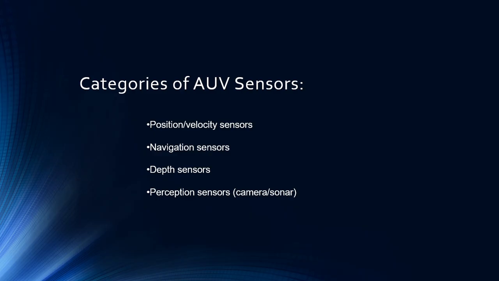We can group AUV sensors into a few categories. Navigation sensors like IMUs, velocity sensors like DVLs, depth sensors for vertical positioning, and perception sensors such as cameras and sonar.